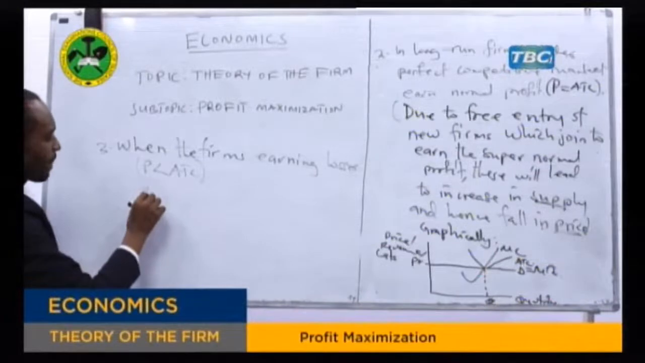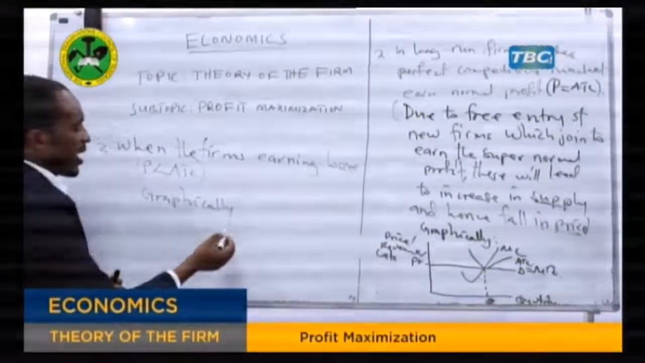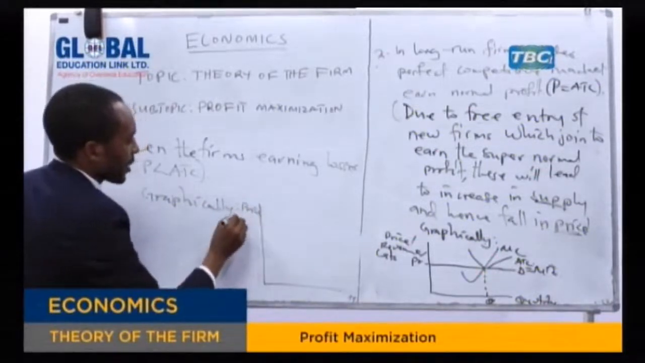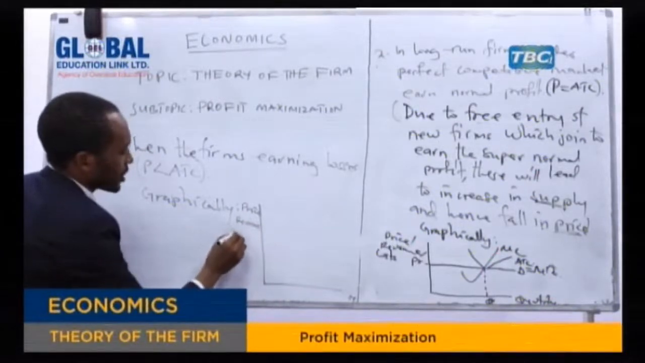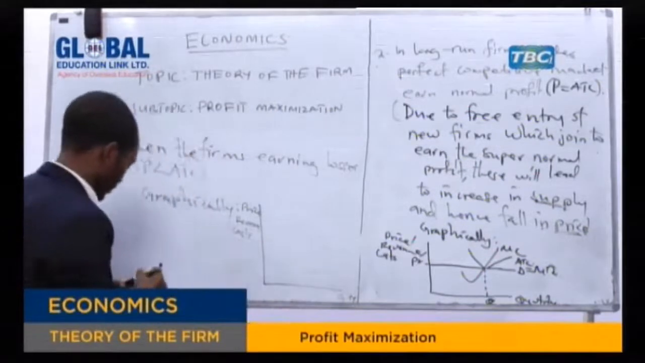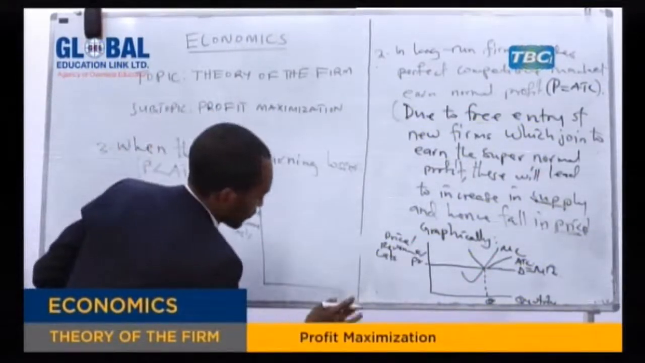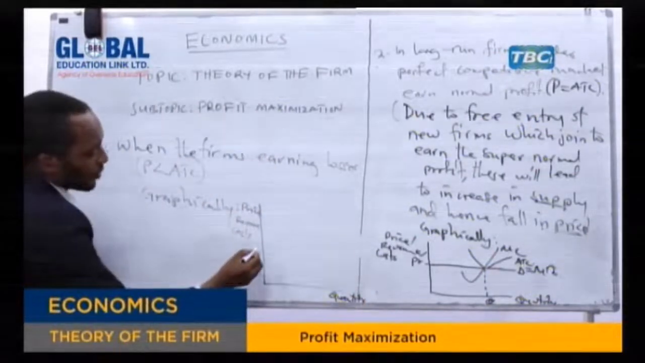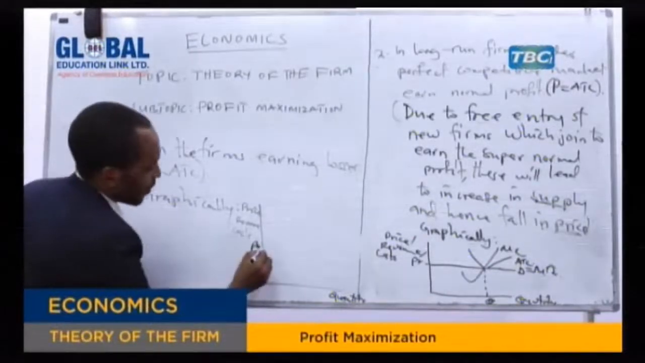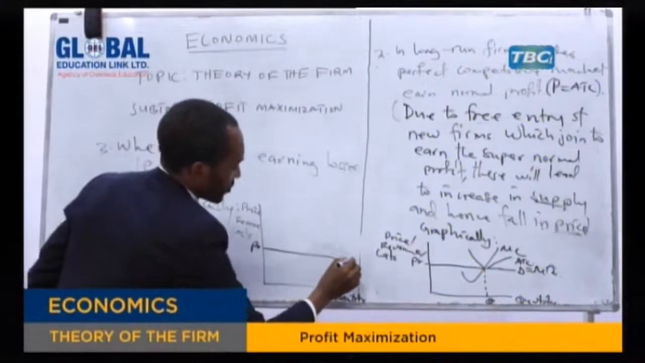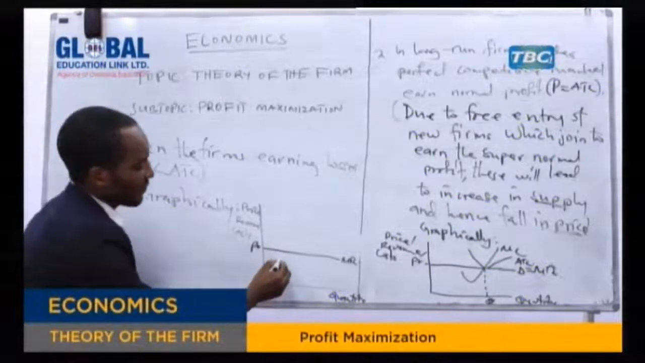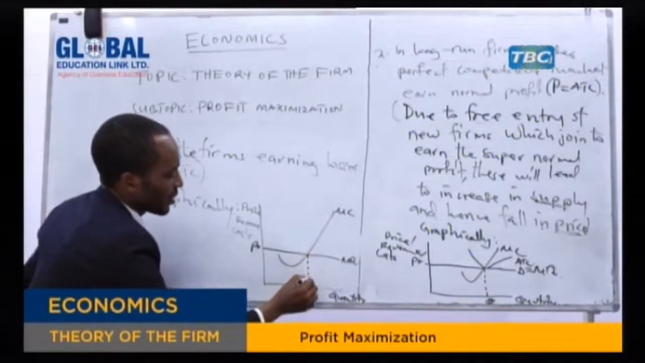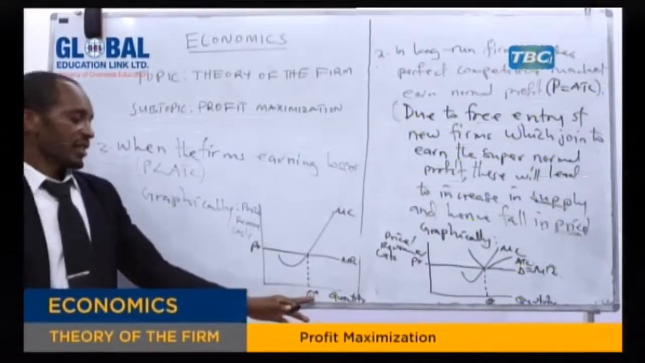So graph. Here is the price or revenue or cost, and here is quantity. So we know that the price is constant, and we said the price is equal to marginal revenue. Also, the marginal cost curve cuts the marginal revenue at this point. So the maximizing level of output is this one.